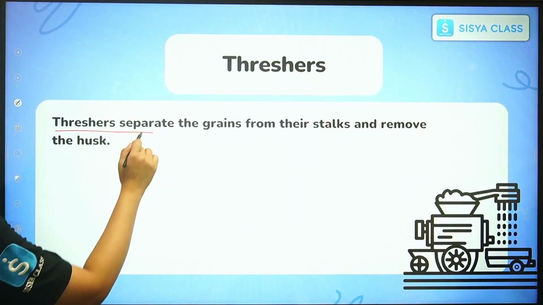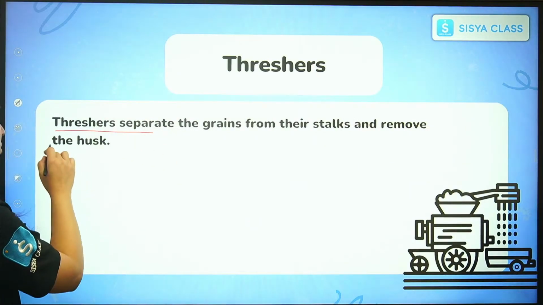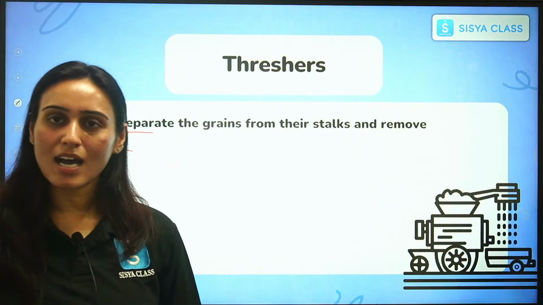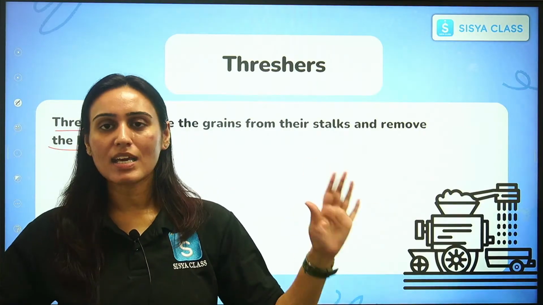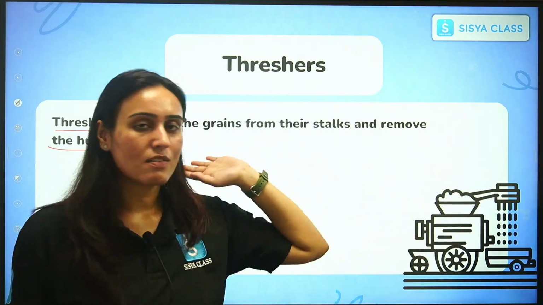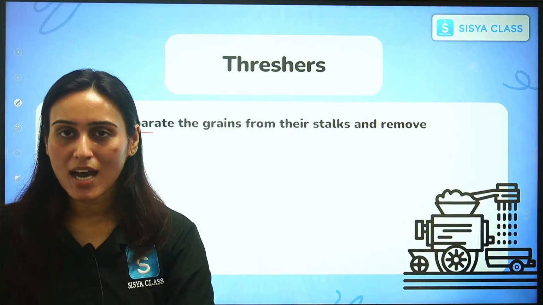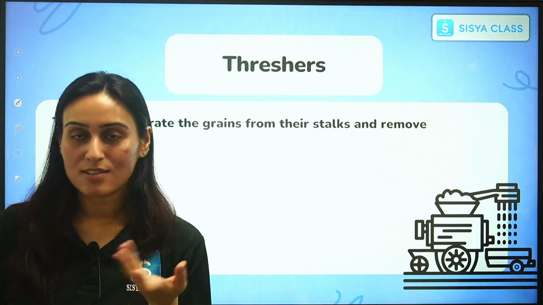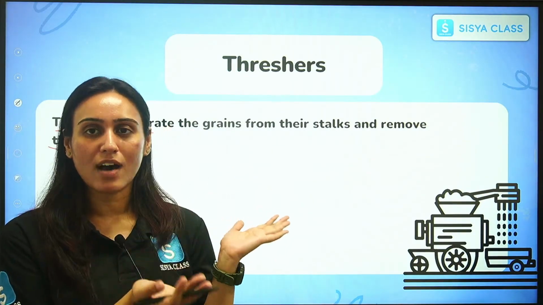Threshers separate the grains from their stalks and remove the husk also. Both things done by one simple machine. We are not going to do anything. Our thresher will do each and everything for us. Our task is to collect the grains. So helpful for us, right? So helpful for farmers, correct?